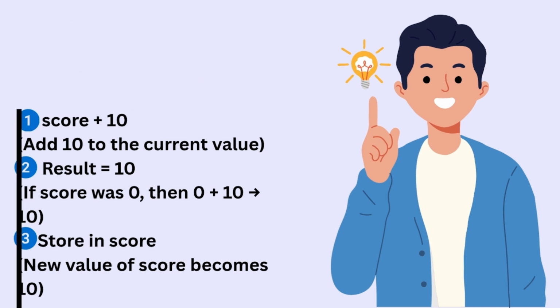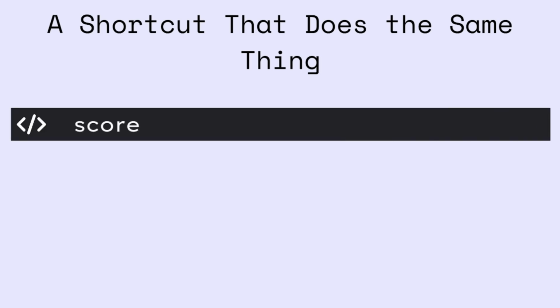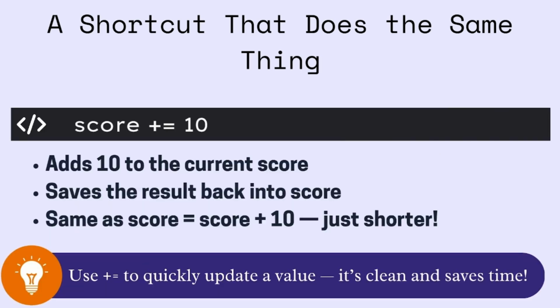There's also a shortcut way to write this. This does the exact same thing. It adds 10 to score and saves the result. You can think of plus equal as a quicker way to say, add this to the current value.